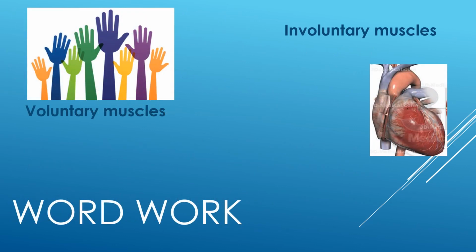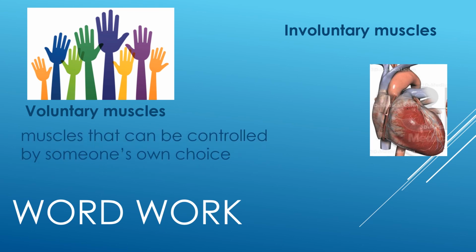All right, so let's do a little bit of word work. In the read aloud, you heard, because you control your skeletal muscles, deciding when and how you want to move your bones, they are called voluntary muscles. You also heard, cardiac muscle is an involuntary muscle, meaning that you do not control its movement. Say these words with me: voluntary muscles and involuntary muscles. Voluntary muscles are muscles that can be controlled by someone's own choice. Involuntary muscles are those muscles that cannot be controlled by your own choice.